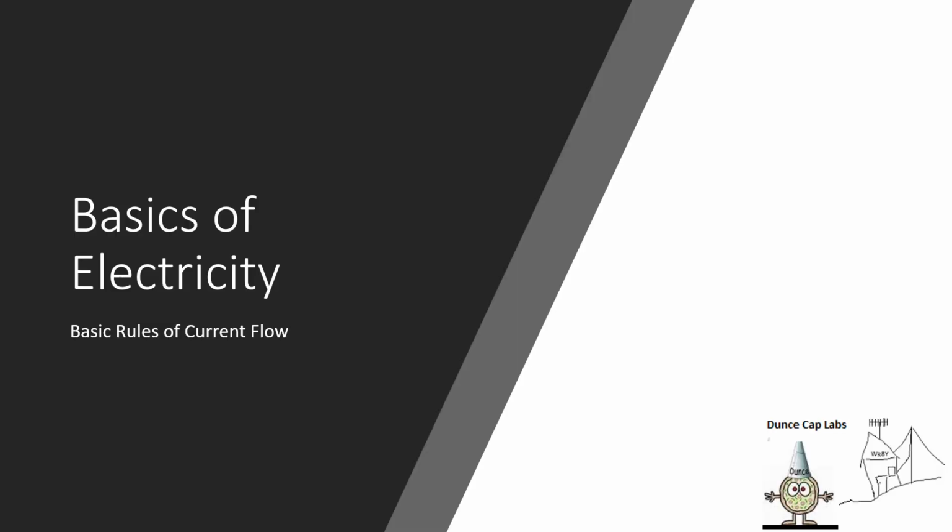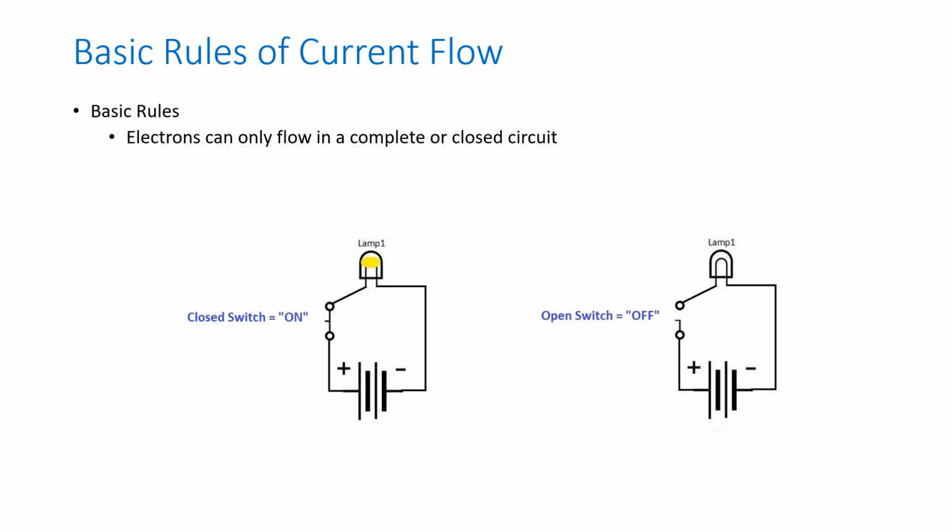So there are a few rules that go with all this. The first one is very simple and it's almost obvious. If the switch is closed on the left, that means it's on, so current flows. If you open it, like we did on the right, that means the switch is off and the current just doesn't have anywhere to go, so it stops flowing. So rule number one is electrons can only flow in a complete or closed circuit.